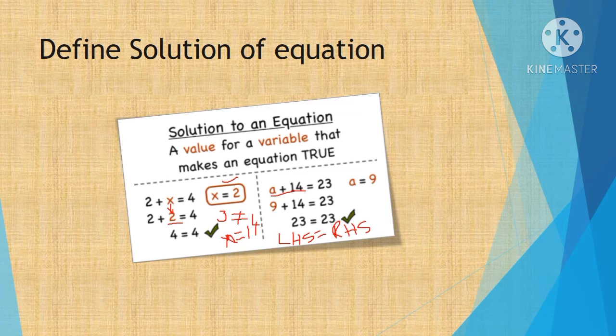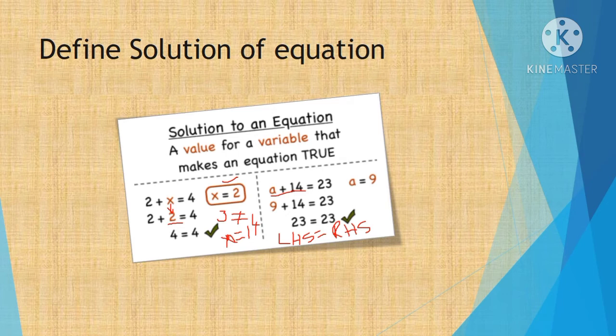Now you check it for 2. So 2 plus 2, 4. So 4 equal to 4. So x is equal to 2 is a solution because 2 plus 2 equal to 4, right? In the place of x, what value have we given? For the x we have given the value 2. So x is equal to 2 is the solution.